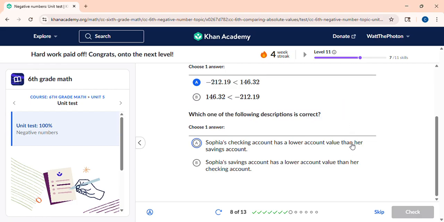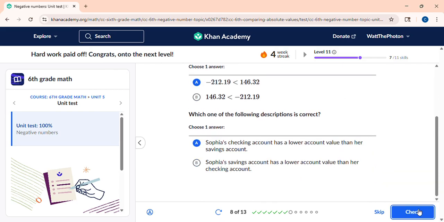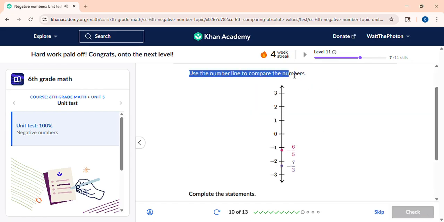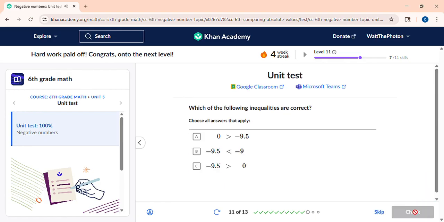Which of the following descriptions is correct? Sophia's checking account has a lower account value than her savings account. Put the lowest number on the left. Use a number line to compare these numbers. On the number line, -3 is below that. Is less than. Here we go. 0 is greater than.